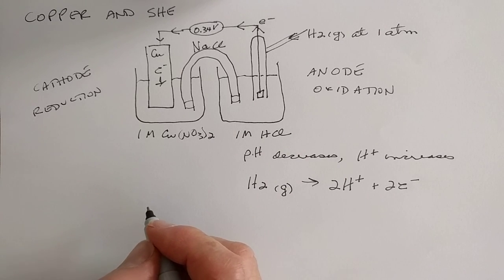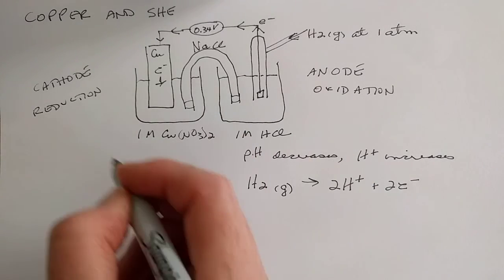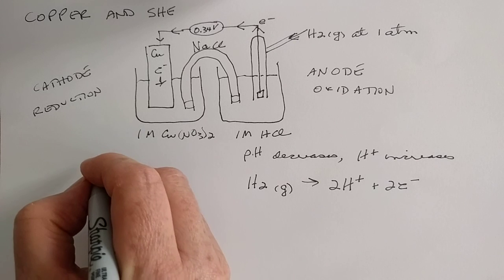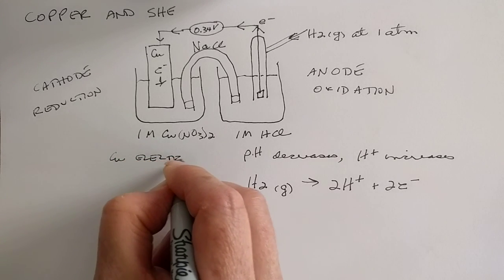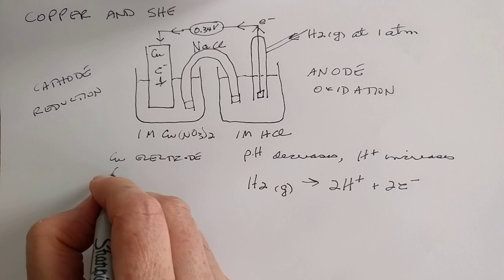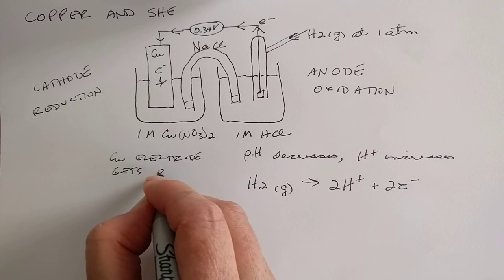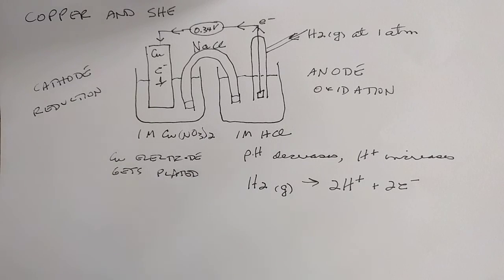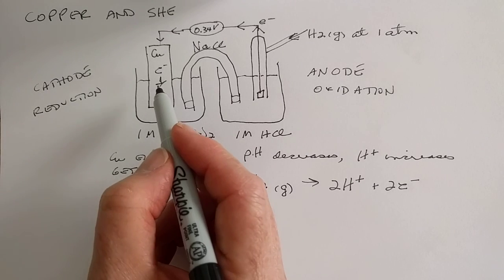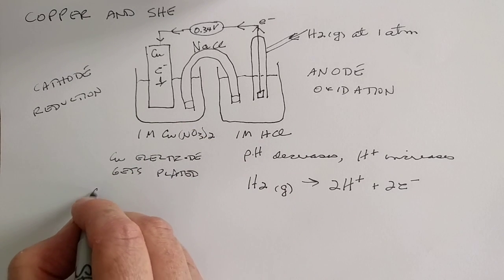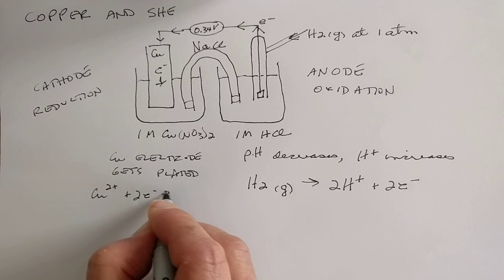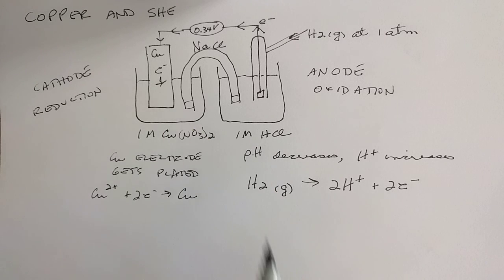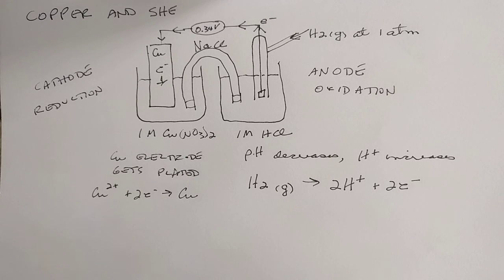All right, so what do we notice as this cell runs? We notice that the copper electrode gets plated. It gains in mass. So if this is gaining in mass, it's because the Cu2+ ions are taking 2 electrons and plating onto the copper electrode.